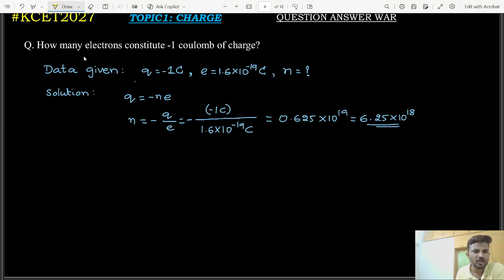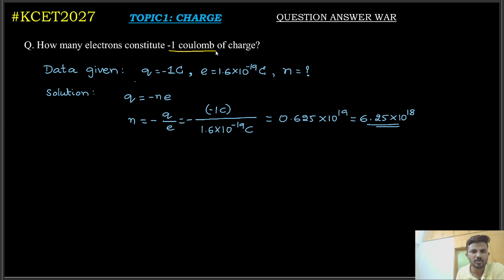Here we have, how many electrons constitute minus 1 coulomb of charge? The data given is Q is equal to minus 1 coulomb, and the e value we know, that is 1.6 into 10 to the power minus 19 coulomb. The n value we need to find out because it is asked how many electrons. So n is equal to minus Q by e. Q is minus 1 coulomb, e is 1.6 into 10 to the minus 19 coulomb. So minus minus gets cancelled. 1 divided by 1.6 is 0.625, you can just remember this, into 10 to the power 19, because 10 to the minus 19 in the denominator comes to the numerator as plus 19. So that is 6.25 into 10 to the power 18, and that will be the answer for this question.